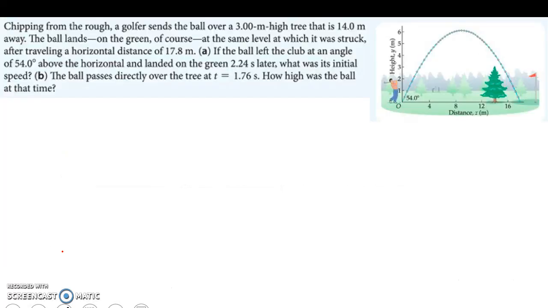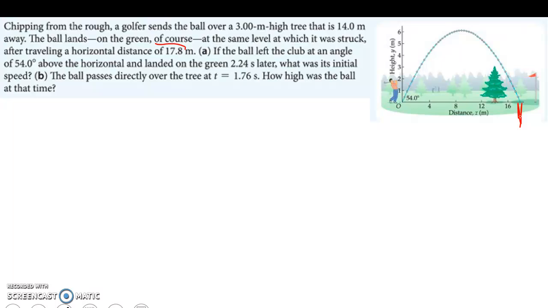So here's an example. We've got a golf example. We're hitting from the rough. A golfer sends the ball over a 3-meter high tree that is 14 meters away. The ball lands on the green. Of course, I'm the one hitting the ball here. At the same level at which it was struck, after traveling a horizontal distance of 17.8 meters. So here's going to be our 17.8 where it hits the ground.